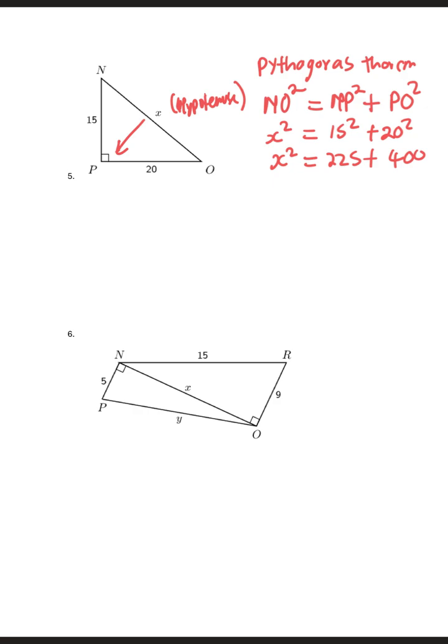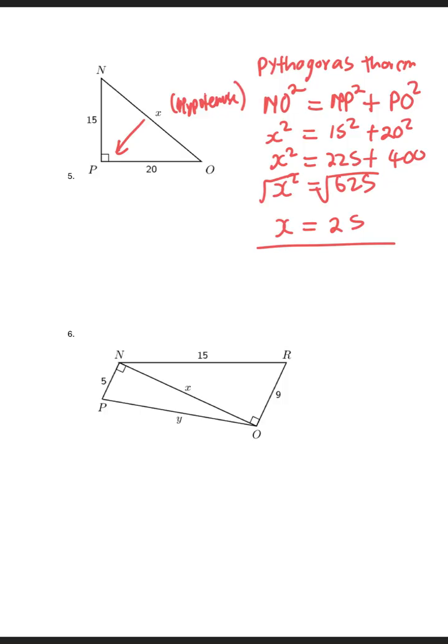And then 400 plus 225 gives us 625. And then we square root both sides. The square root of 625 should be 25. And then this is the value of x using the Pythagoras theorem.